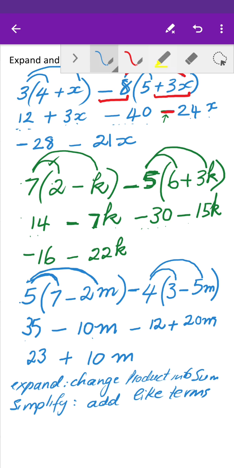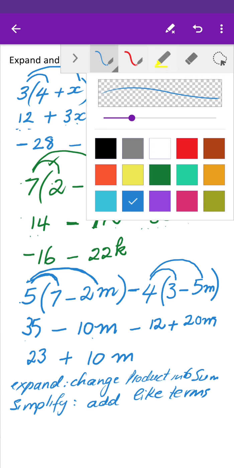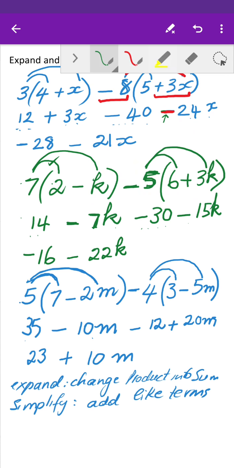So I hope that this small lesson has helped clarify the issue of expanding and simplifying differences where there is a lot of subtractions between them.